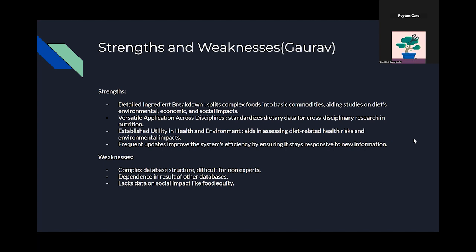However, there are some notable challenges, like the complexity of our database structure makes it tough for non-experts to navigate, potentially limiting its accessibility. The platform dependencies on other databases can also impact the results, and the current data sets lack information on the social impacts such as food equity.